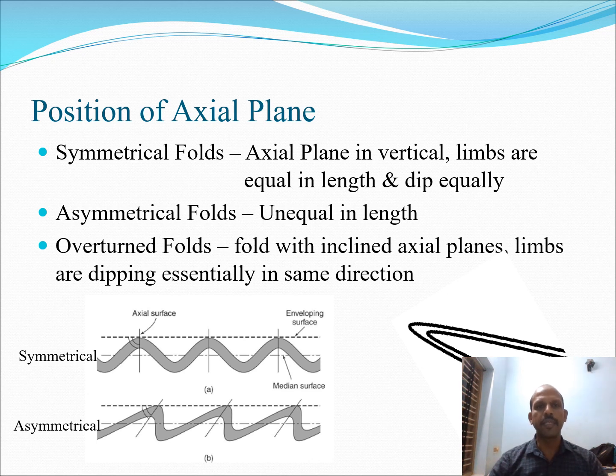So with the position of axial plane, you have got symmetrical fold, asymmetrical fold, and overturn fold. Symmetrical fold here with the axial plane: when both the limbs are equal, you call it a symmetrical fold. When both the limbs are unequal, here you can see a shorter limb and a longer limb, it is called an asymmetrical fold. So overturn fold is like a horizontal one or a recumbent fold.